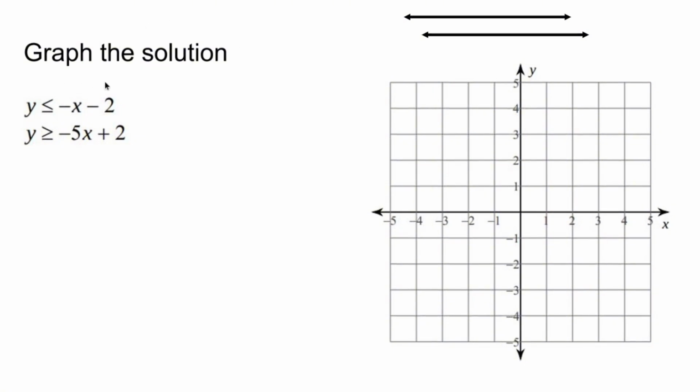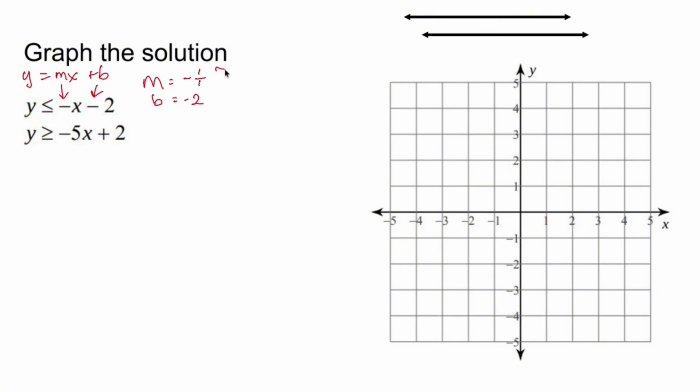All right, these are already both in slope-intercept form. So remember, slope-intercept form is y equals mx plus b. So when I compare this first one and that first one right there, the number in front of x is my slope. So my slope is going to be negative 1, or negative 1 over 1. And my y-intercept is going to be negative 2. So let's graph that first.